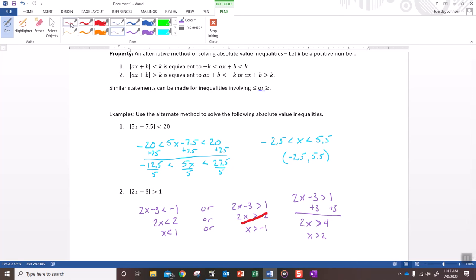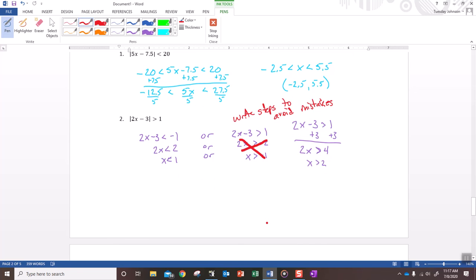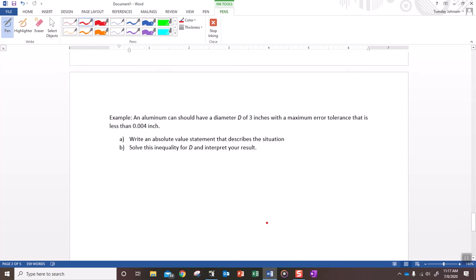So always, this is a caution here, write steps to avoid mistakes. I did not do that on purpose. I never make mistakes on purpose. I do enough of them on accident that I don't need to. All right, so this is my bad. This is why we always write our steps. If you caught that before I did, good job.